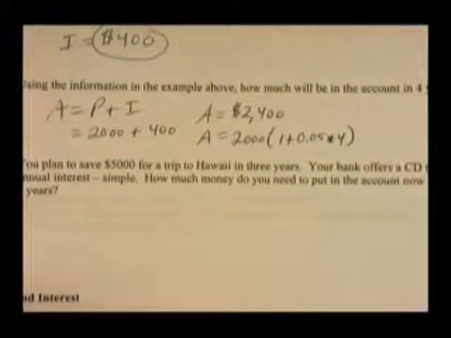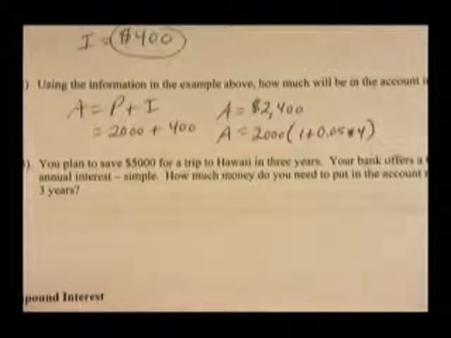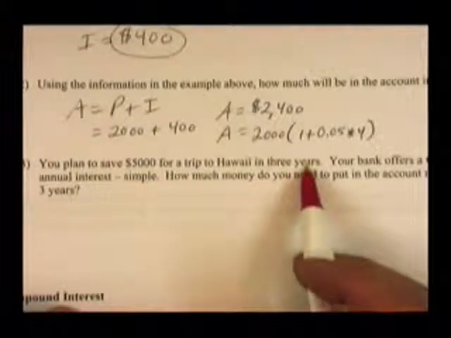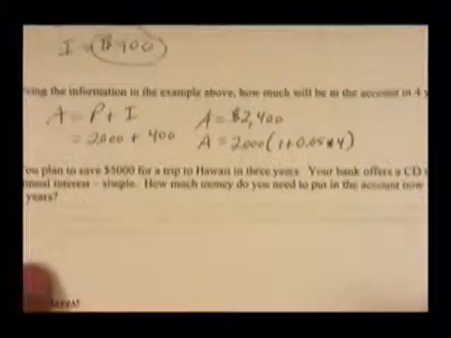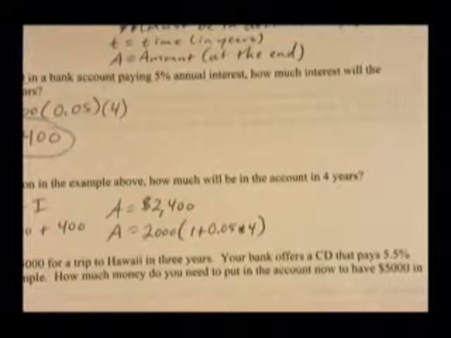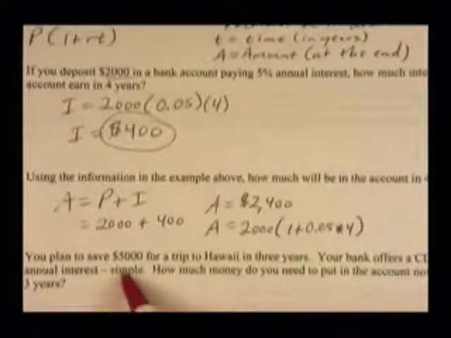Let's go to the third example here. So you plan to save $5,000 for a trip to Hawaii in 3 years. Your bank offers a CD that pays 5.5% annual interest, and it's a simple interest.